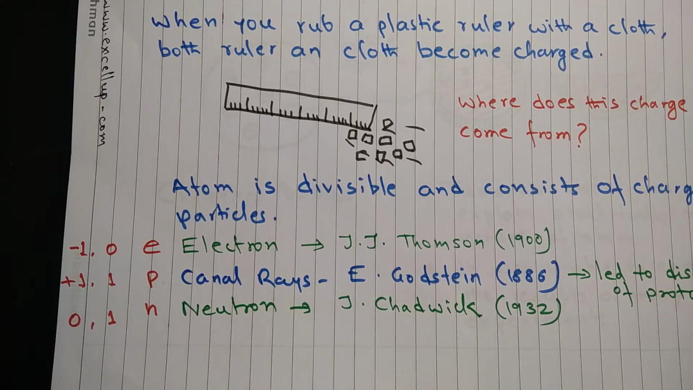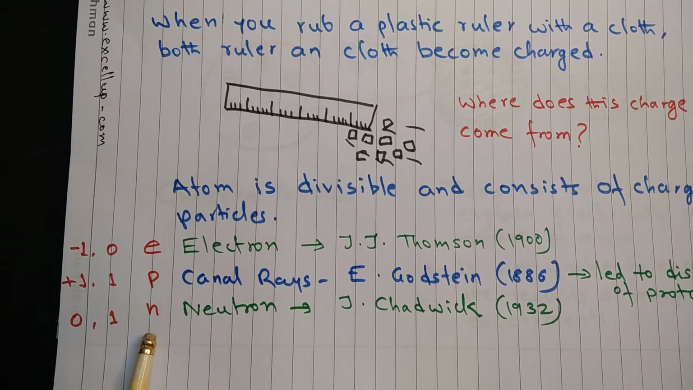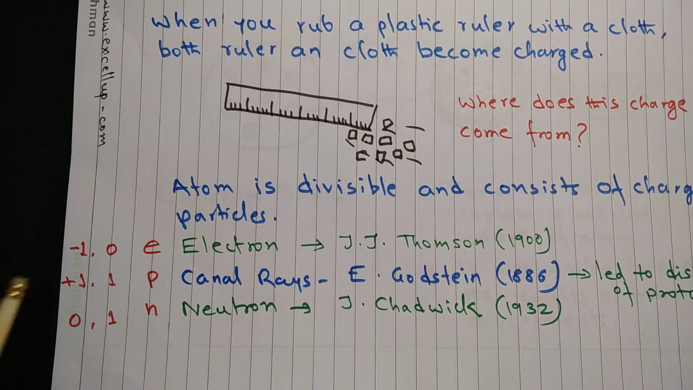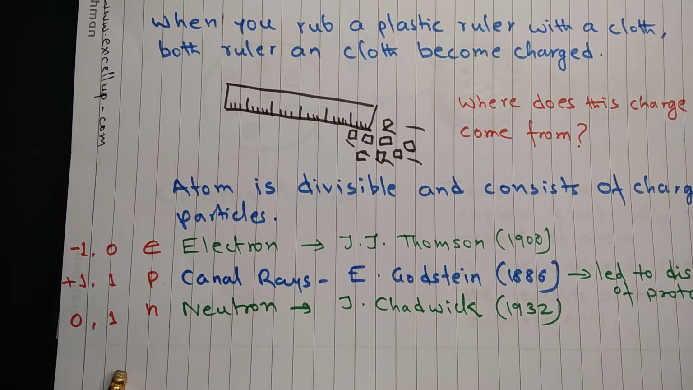Electron is shown by the letter e, proton by p and neutron by n. Electron carries -1 charge, proton carries +1 charge, and there is 0 charge on neutron. The masses of neutron and proton are 1 unit, and electron has negligible mass, so it is shown as 0.